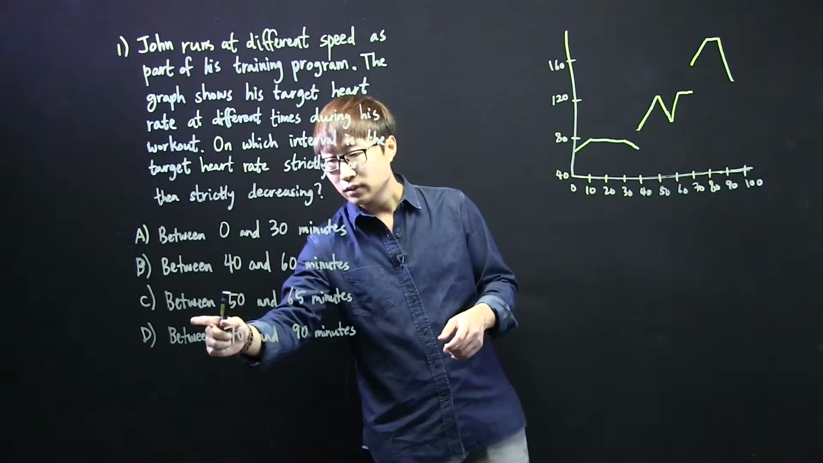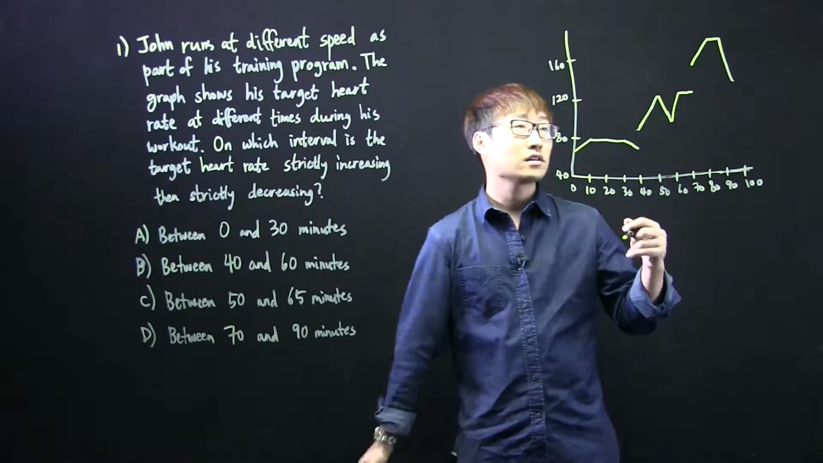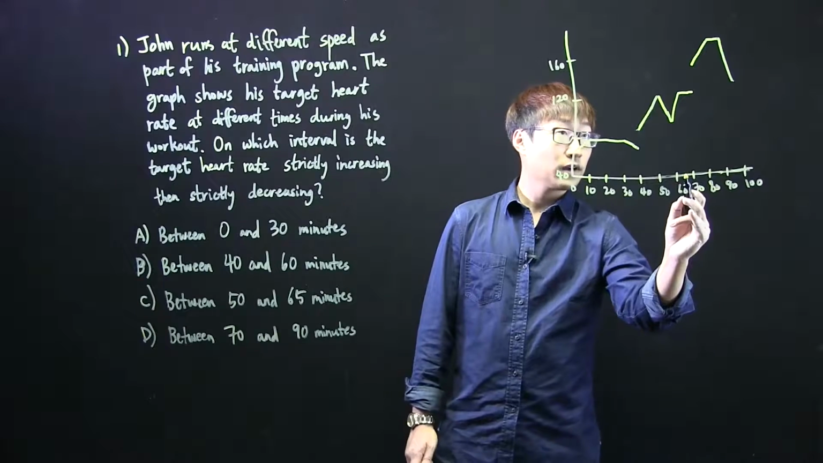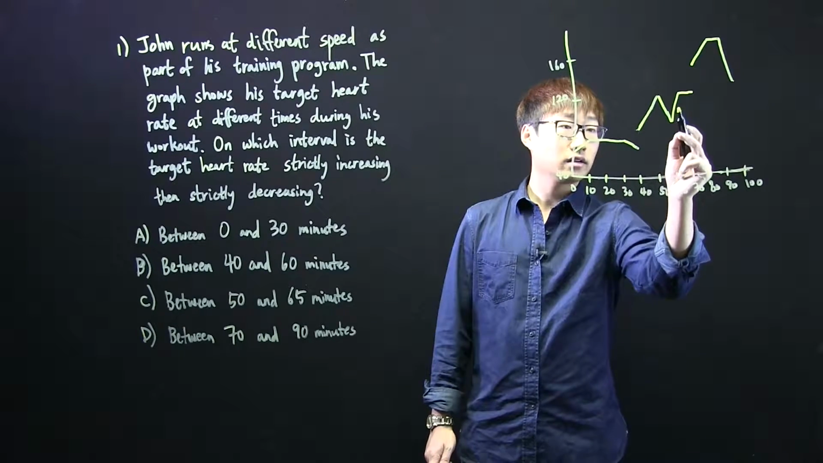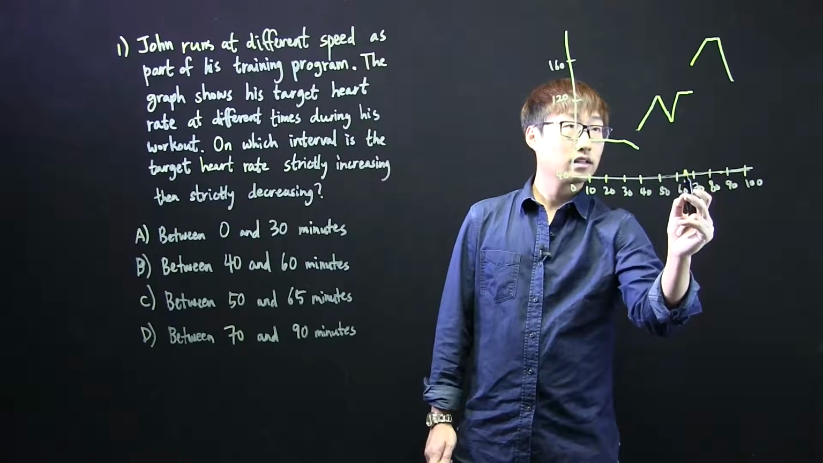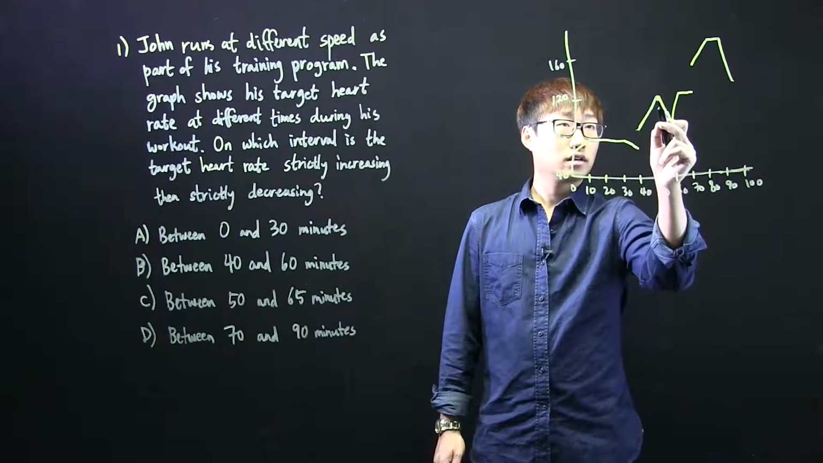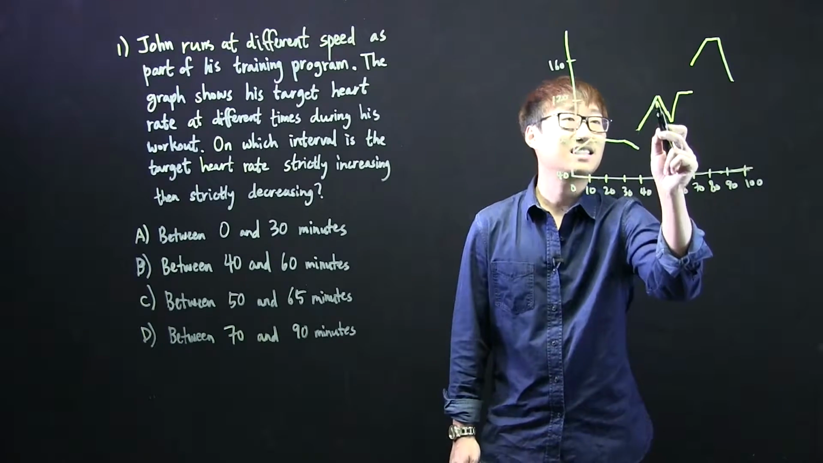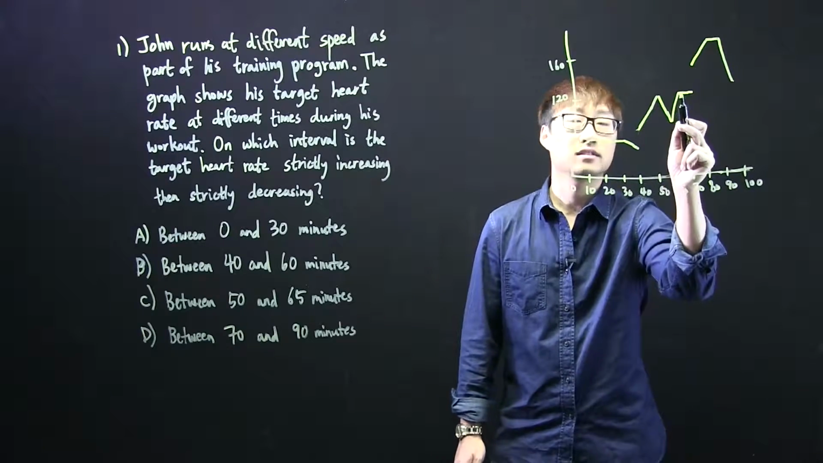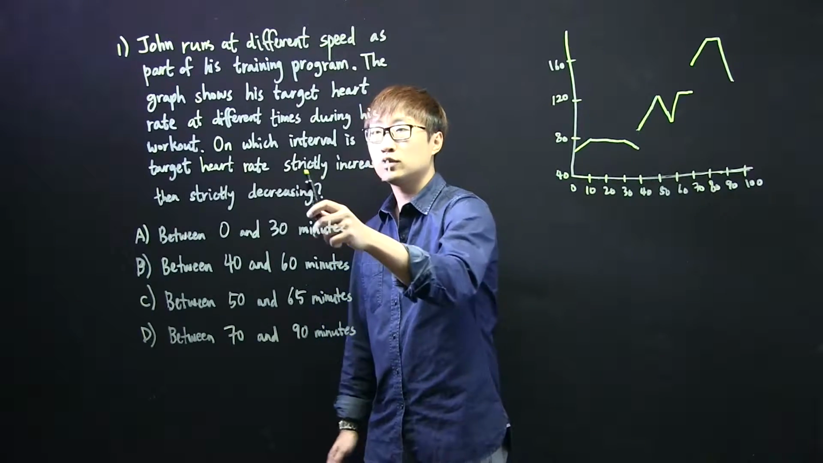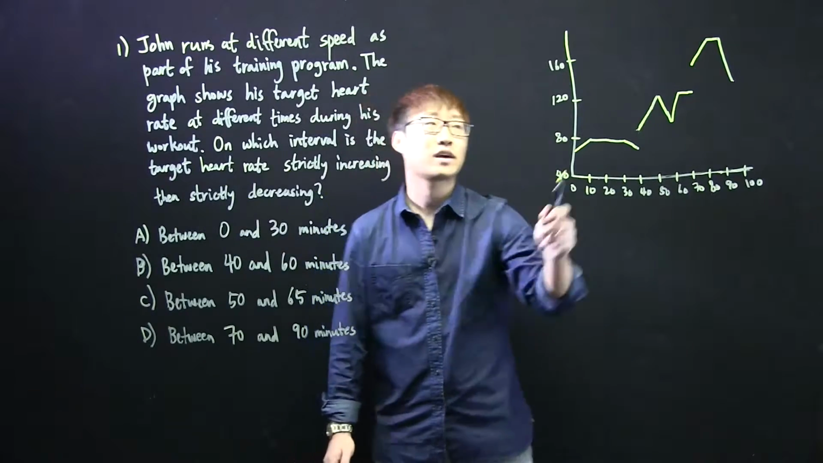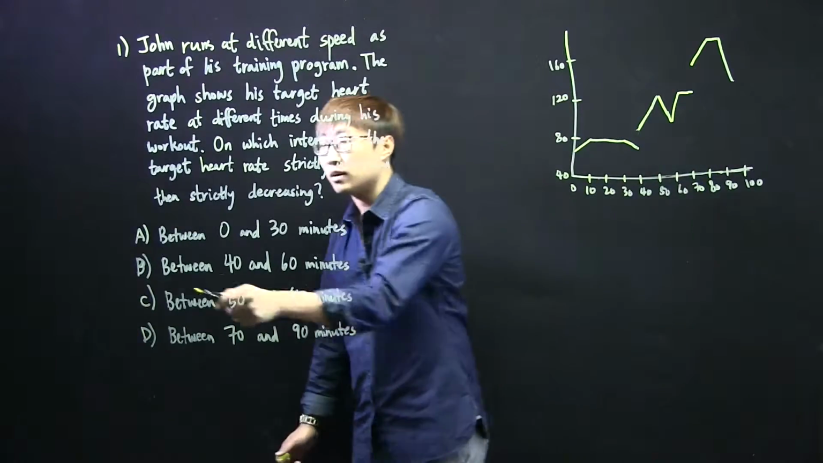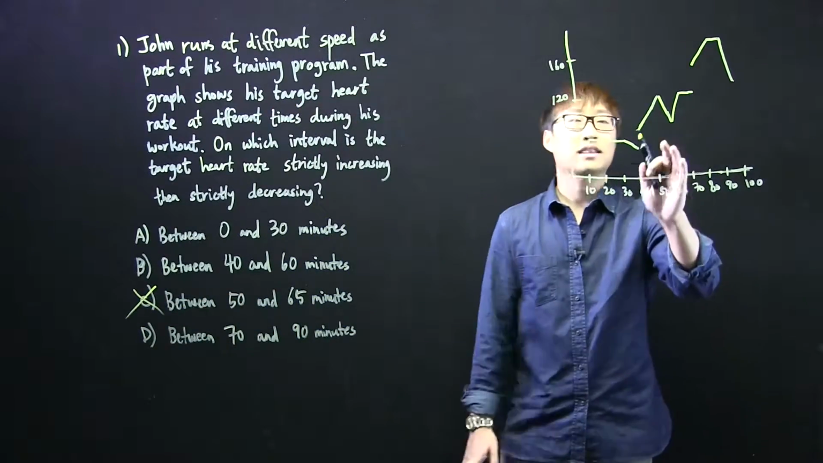So let's just look at C. Between 50 and 65 minutes. So let's look at that. 50 is right here. It looks like it's at the peak here. And 65 is right there. It's also a peak there, right? So 50 and 65. It goes down first from 50, and then it goes up. So it strictly decreases, and then it strictly increases, right? So is that what I'm looking for? I'm looking for strictly increasing, then strictly decreasing. Okay, this is exactly the opposite. From here, strictly decreasing, and then strictly increasing. So that's not what I'm looking for, right?